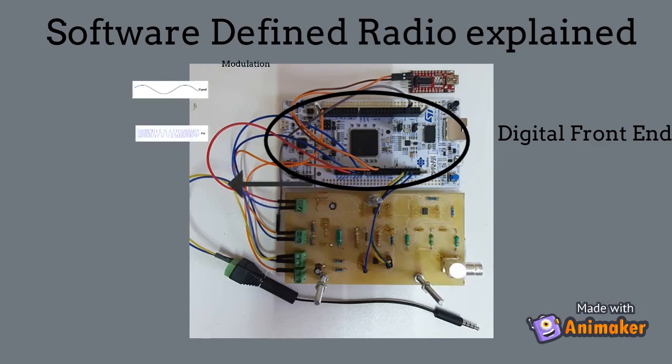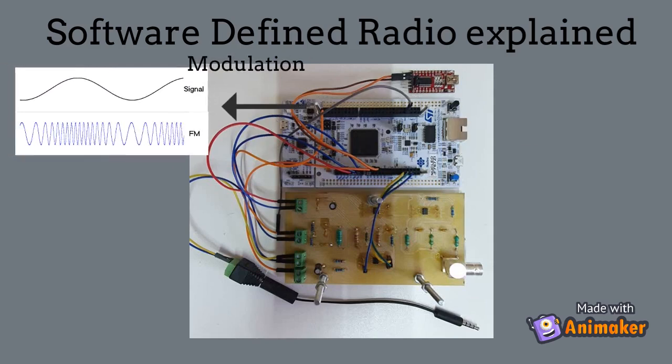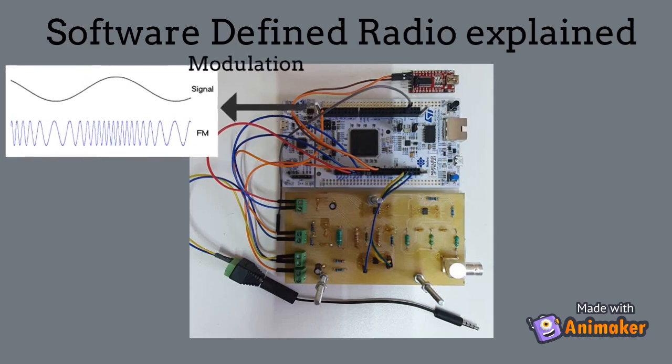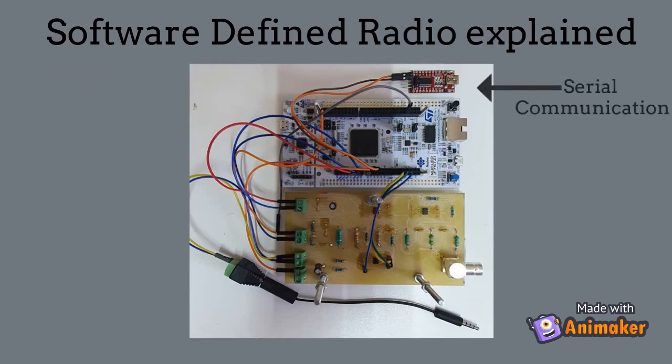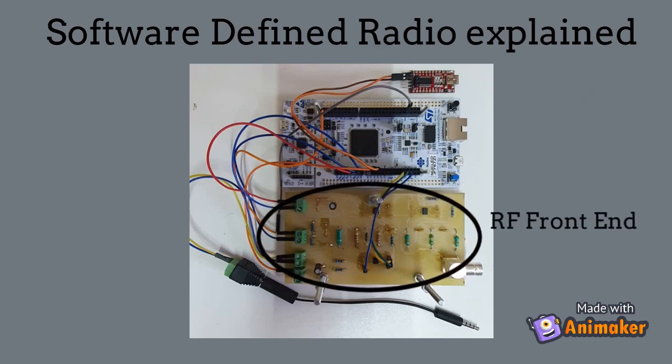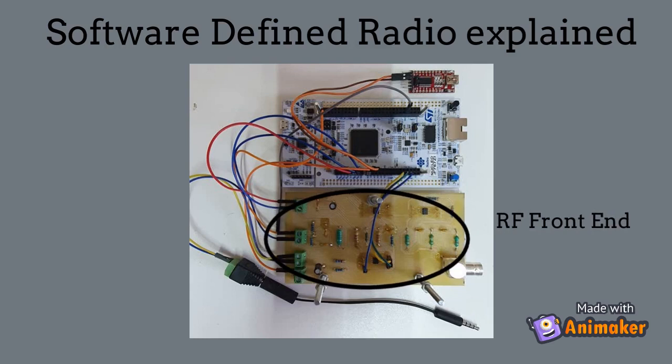Frequency modulation is then done by generating a PWM signal, and communication with the SDR is obtained through serial communication, which will allow the user to select the desired transmission channel. The second part of the SDR is the RF front end, which includes matching circuits and filters, as well as a mixer and programmable oscillator for upconversion of the modulated signal to the correct frequency band.